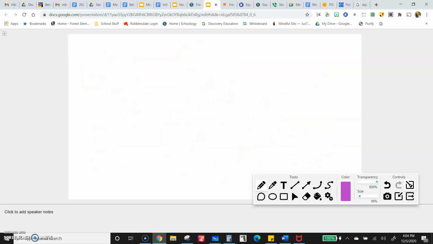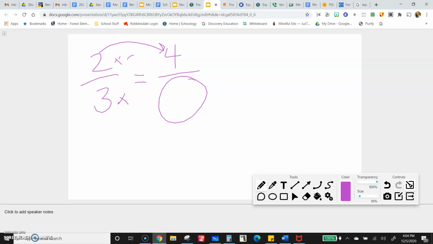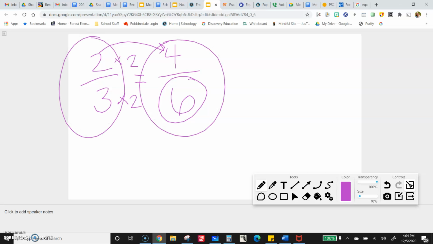Now, sometimes they'll give you part of a fraction. So I might get 2/3 is equivalent to 4 somethings. How do I figure out what that missing denominator is? What I can do is think, what did I multiply by to go from here to here? Well, 2 times 2 equals 4. So then I also need to do 3 times 2 to get 6. So I know 4/6 is equivalent to 2/3.